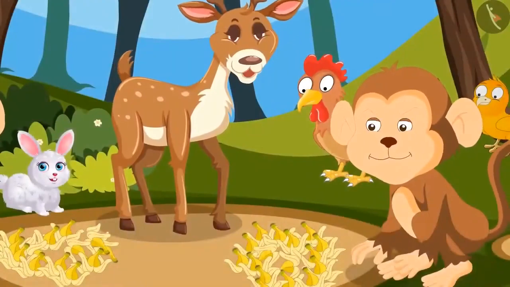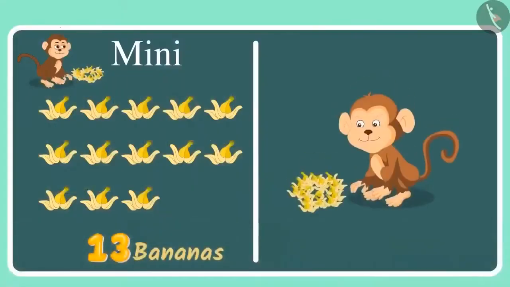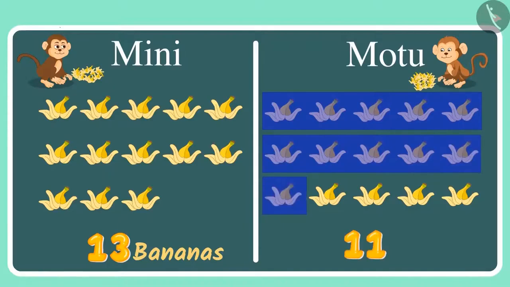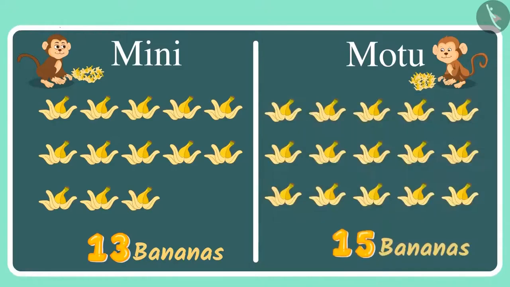Come on now, let's count the number of bananas Motu ate. 1, 2, 3, 4, 5, 6, 7, 8, 9, 10, 11, 12, 13. So that's equal to the number of bananas Minnie ate. But there are the 14th and the 15th banana also. This means Motu ate 2 bananas more than Minnie.